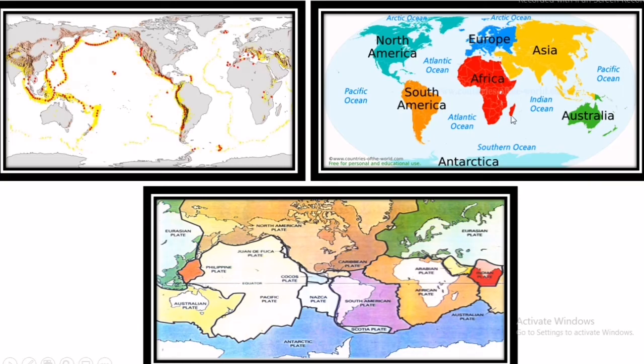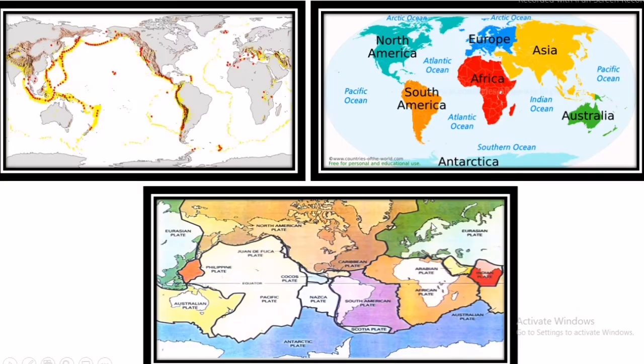So again, we have this map of plate boundaries. And again, how do we have this map of plate boundaries? What is the basis of having this kind of map? So let's find out.